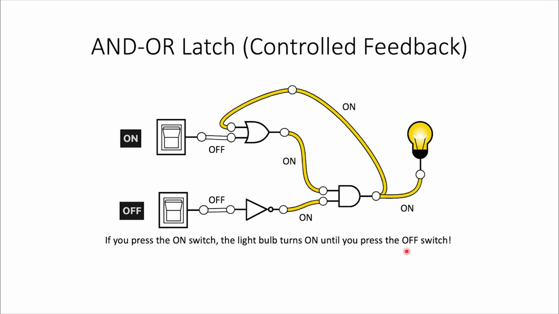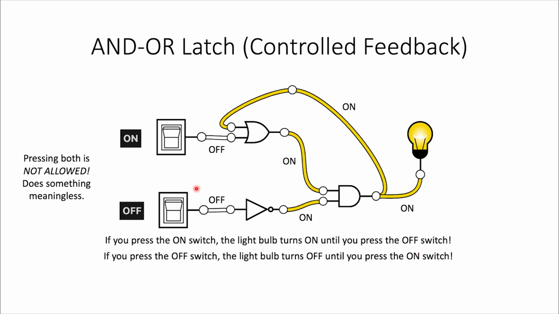So if you press the on switch, the light bulb turns on until you press the off switch. In other words, I could flicker this on switch on and off as many times as I want, but the system will remain stable and the light bulb will stay on. Conversely, if you press the off switch, then the light bulb turns off until you press the on switch.